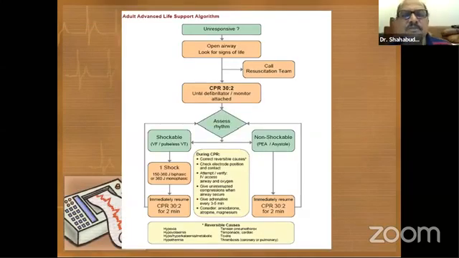And this is the algorithm for the treatment of CPR. I will not discuss it here.